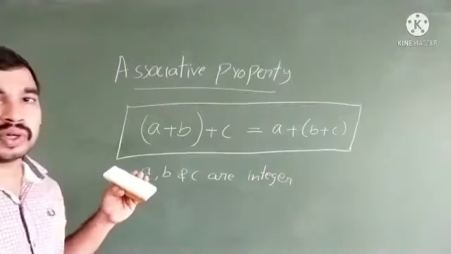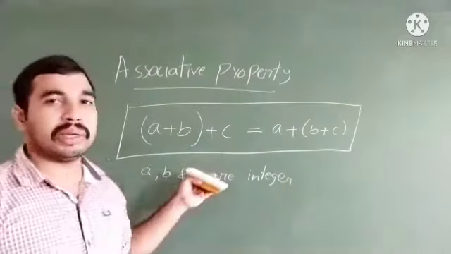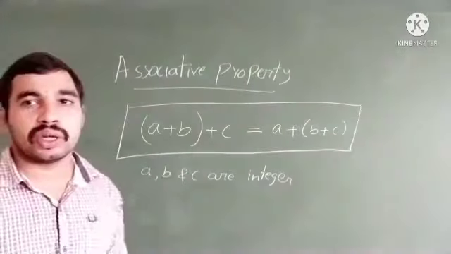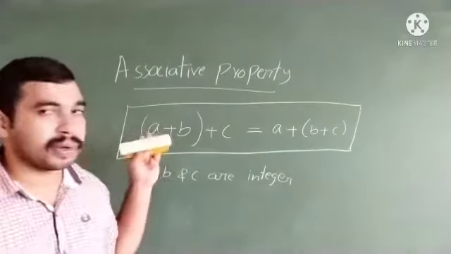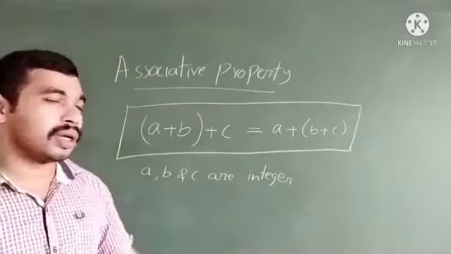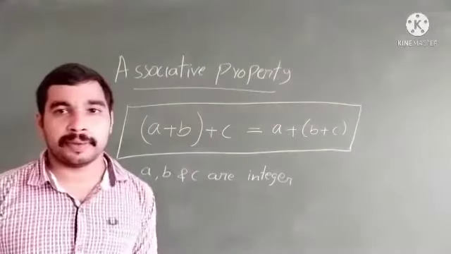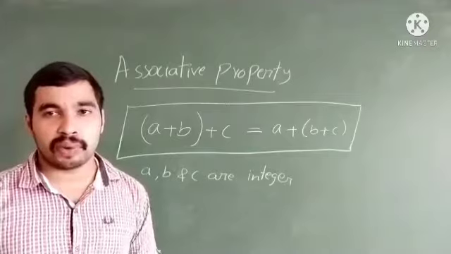Earlier we observed two problems also. Integers may be positive or negative, no problem, positive also, negative also. In associative property, integers hold good. Okay, clear? Associative property.